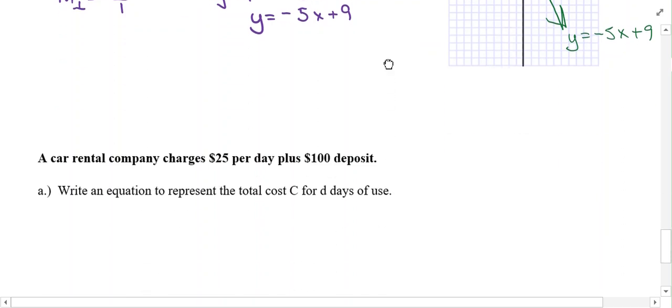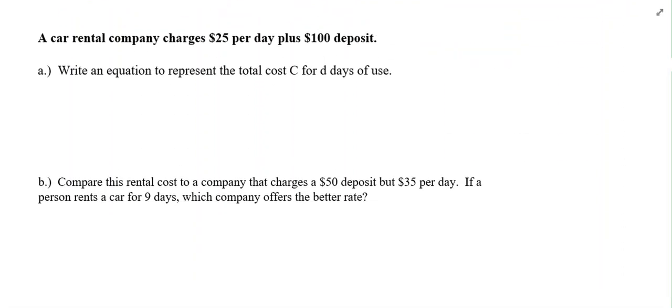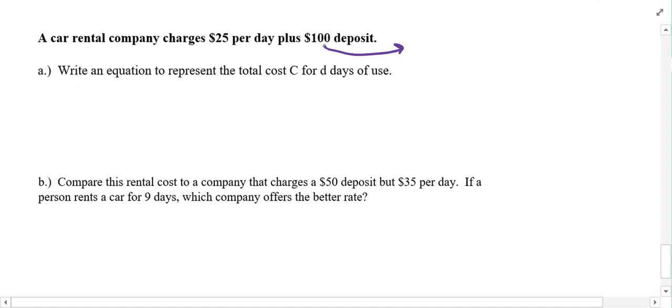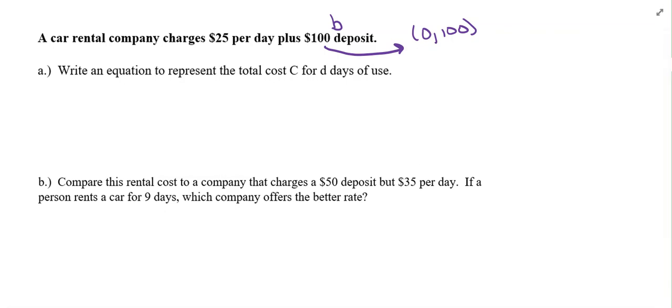And for our last problem, a car rental company charges $25 per day plus a $100 deposit. So no matter what, we start paying $100, no matter how many days we do it. So our y-intercept is going to be (0, 100). So this is going to be our b because we always pay $100. Even if we don't drive it off the lot, but we rented it and we just turn it right back in, we have the $100. It's going to go up by $25 for each day that we have it. So this is our slope.